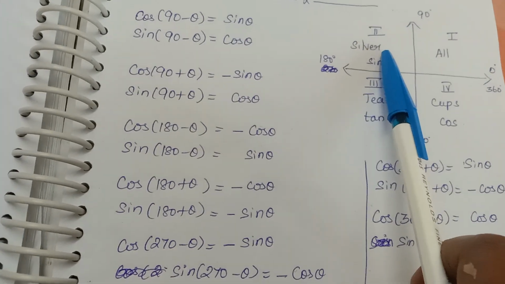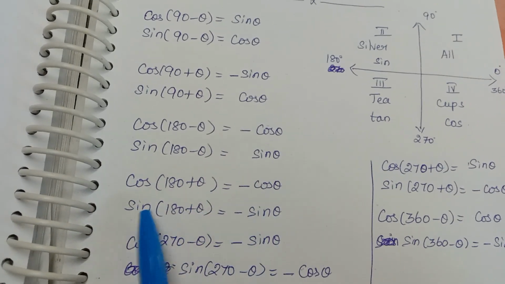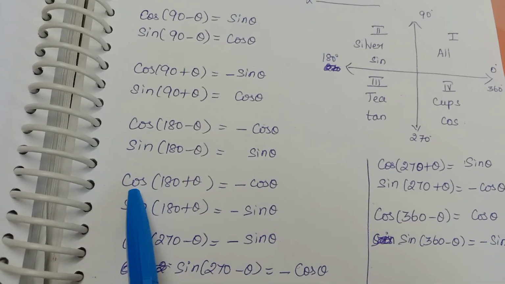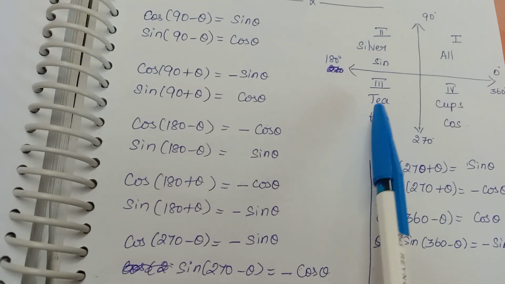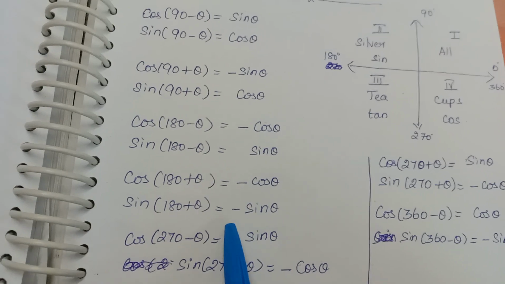So again second quadrant, no? So sine is positive. Right? In the same way, cos 180 will become cos, sine 180 will become sine. Regarding the sign, cos of 180 plus means what? In the third quadrant. In the third quadrant, both cos and sine are negative. So I will put minus sign here.